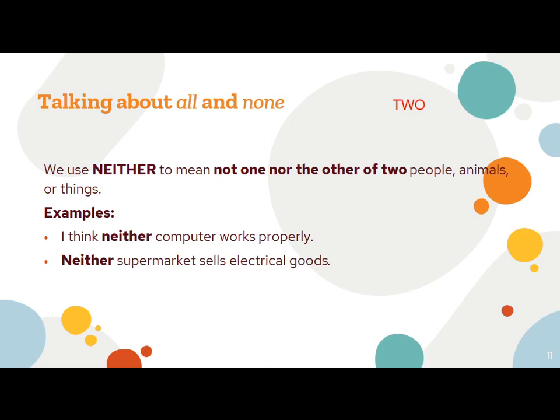So every time that we use neither, we're referring to two things, but in the case of the grammar, every time that we refer to it, it has to be as if we were talking about only one. I think neither computer, not this one, nor the other one. Neither supermarket sells electrical goods, not this one, nor the other one. Okay?